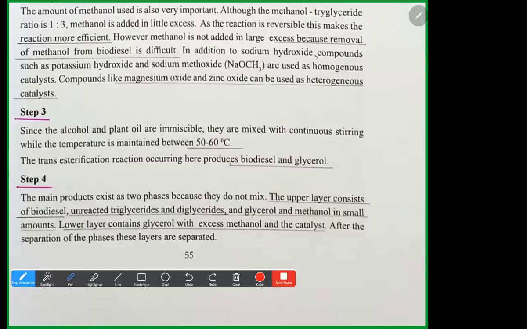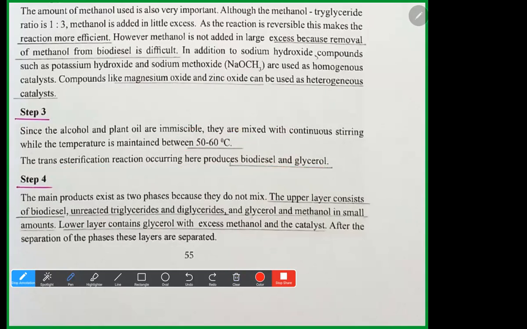Then step 3. Since the alcohol and plant oil are immiscible, they are mixed with continuous stirring while the temperature is maintained between 50 to 60. It's the same as soap: the ester and sodium hydroxide are immiscible. In the same way, you have to continuously stir this mixture. The trans-esterification reaction occurs here, producing biodiesel and glycerol.